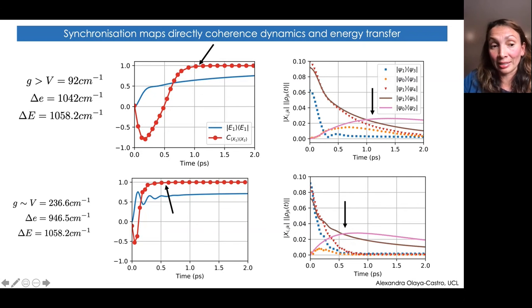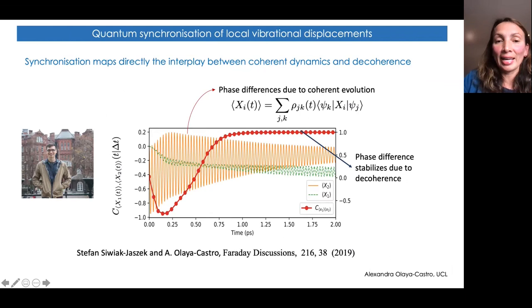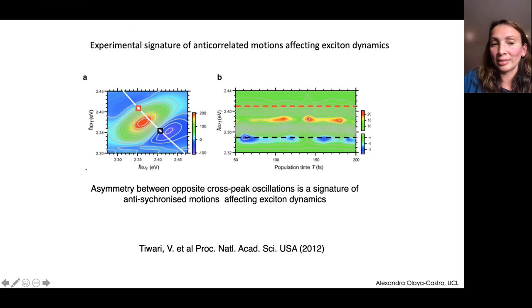chromophores are interacting. The more they are interacting, the less likely it is to observe this anti-synchronized motion, because it happens in a very, very short time scale. So that also explains why in previous results, when you have very delocalized excitons, this anti-synchronization wasn't so evident, but when you have quasi-localized excitons, you might observe it better.